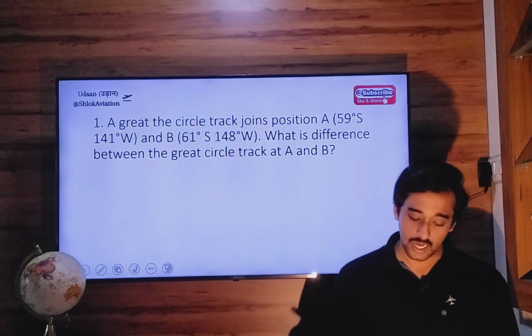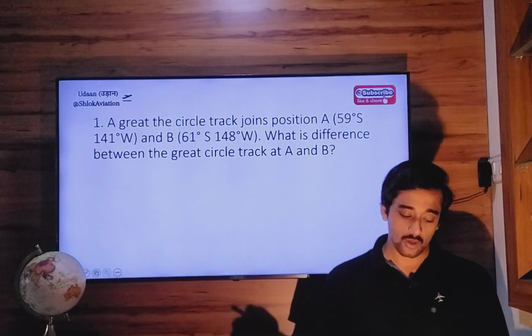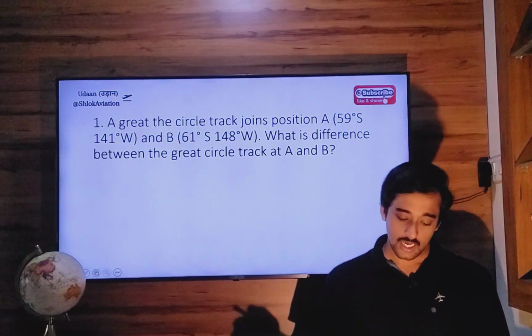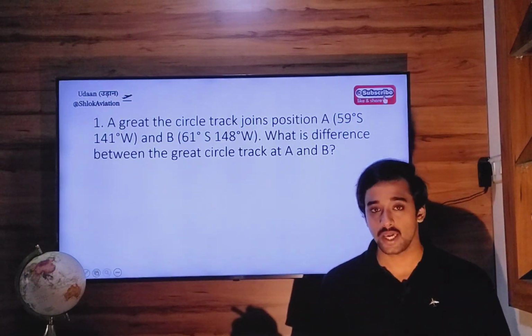A great circle track joins position A, 59 degrees south, 141 west, and B, 61 south, 148 west. What is the difference between the great circle track at A and the great circle track at B?